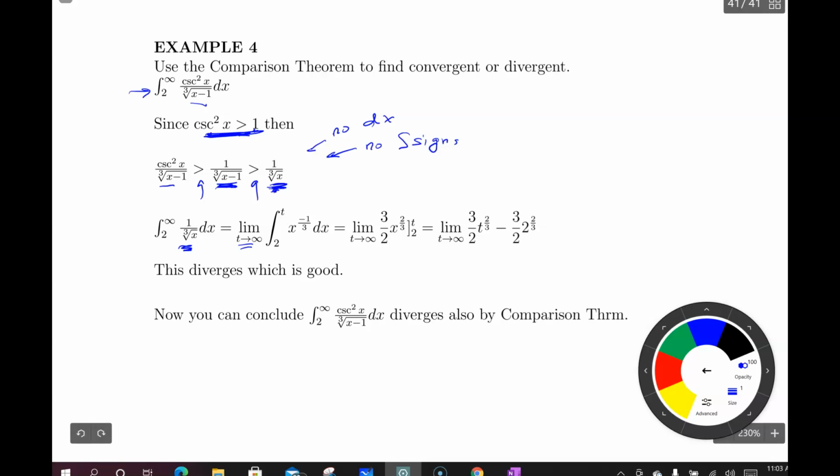So now I'm going to do limit as t goes to infinity, rewrite it as x to the negative 1/3, take the antiderivative, x to the 2/3 over 2/3, plug in the t, subtract off plugging in the 2. This gives me infinity, so this diverges. So this is good because this is the smaller. So if the smaller diverges, I can conclude, therefore, the larger diverges by the comparison theorem.